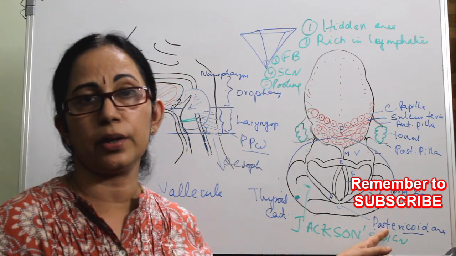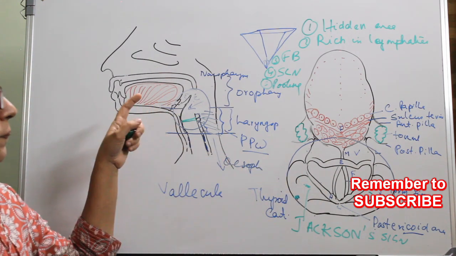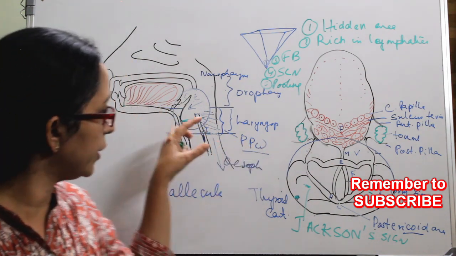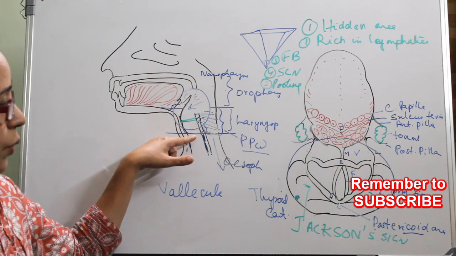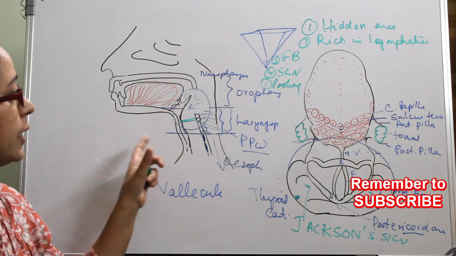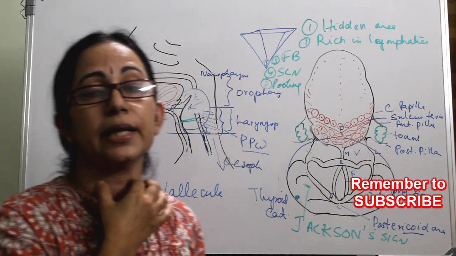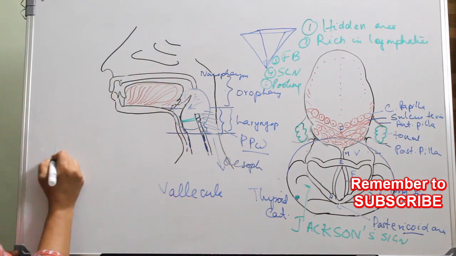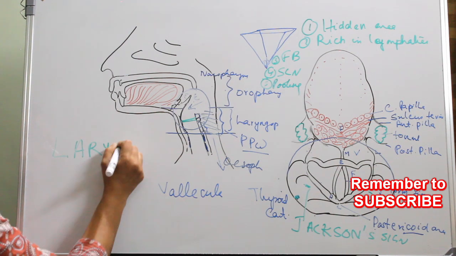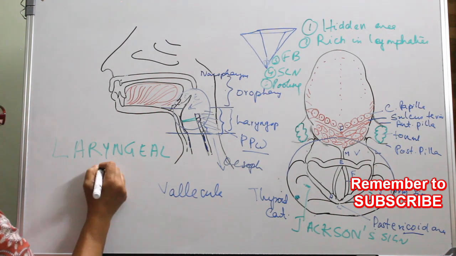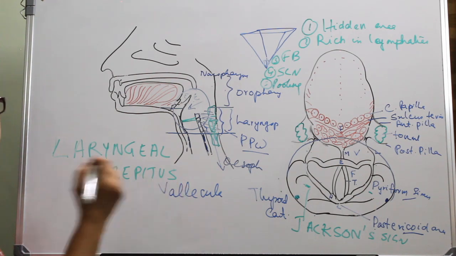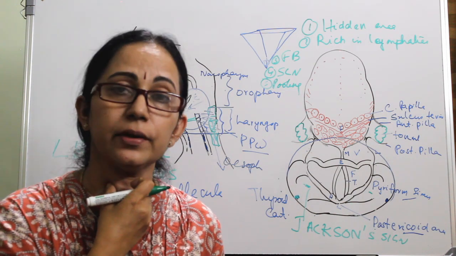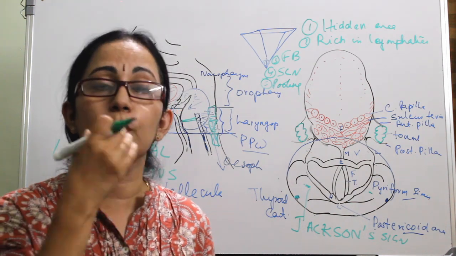And what about this postcricoid area? I already told it extends from the posterior surface of the lower border of arytenoid to the lower border of cricoid cartilage. And again, in neck examination we do the laryngeal crepitus. What is this laryngeal crepitus? That is, you catch hold of the laryngeal framework and move it sideways with a posterior pressure.